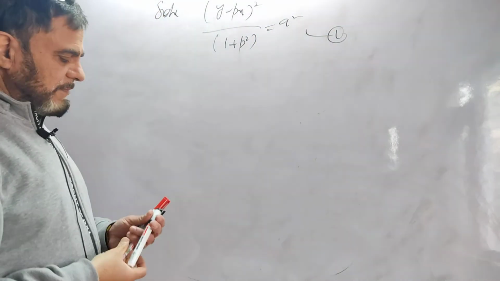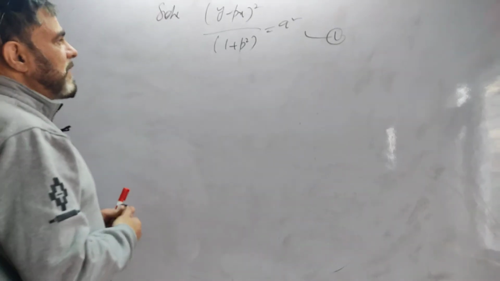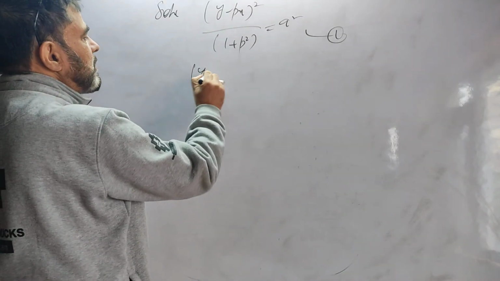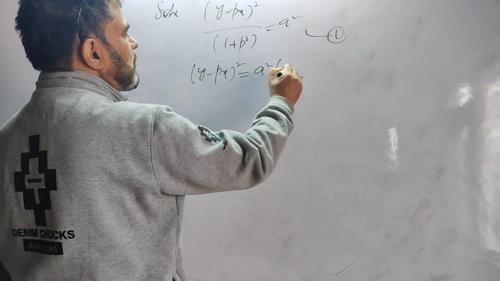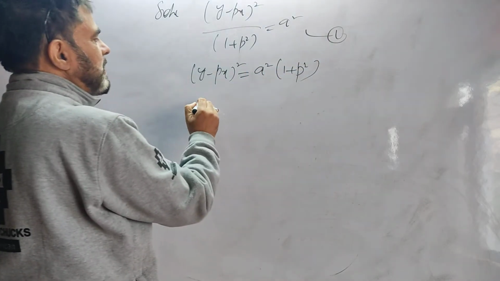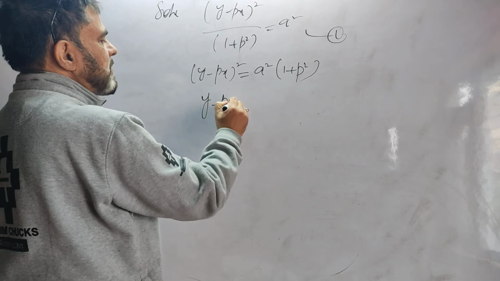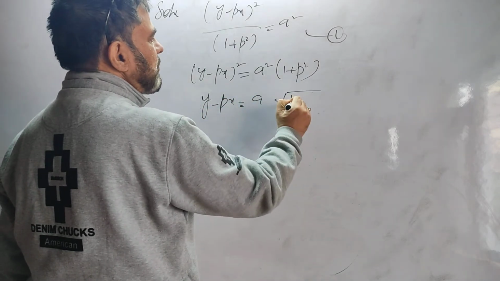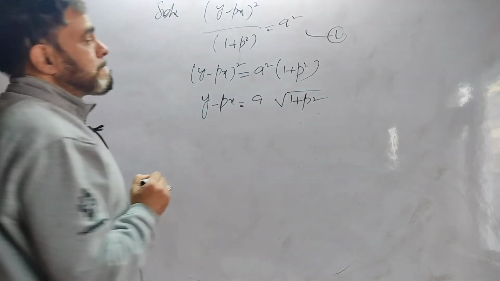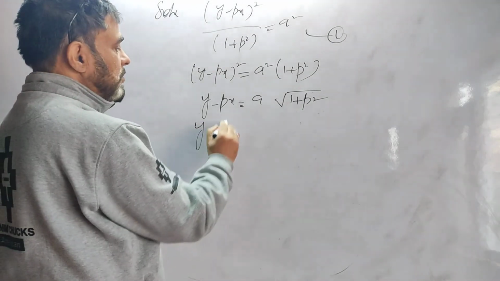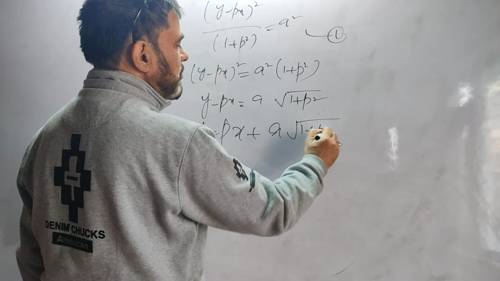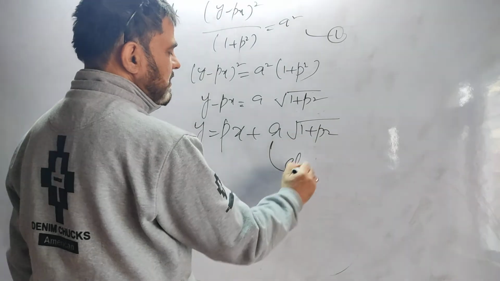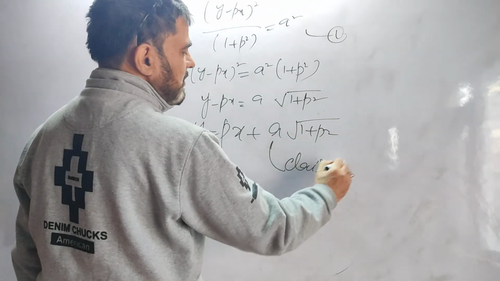What is the solution? You can write this as y minus px squared is a squared into 1 plus p squared. This gives y minus px is a under root of 1 plus p squared. This gives y is equal to what? px plus a under root of 1 plus p squared. What is this? It is Clairaut's form.